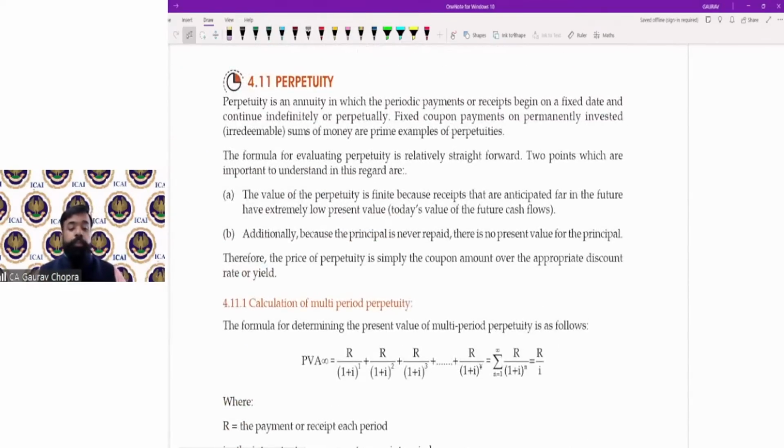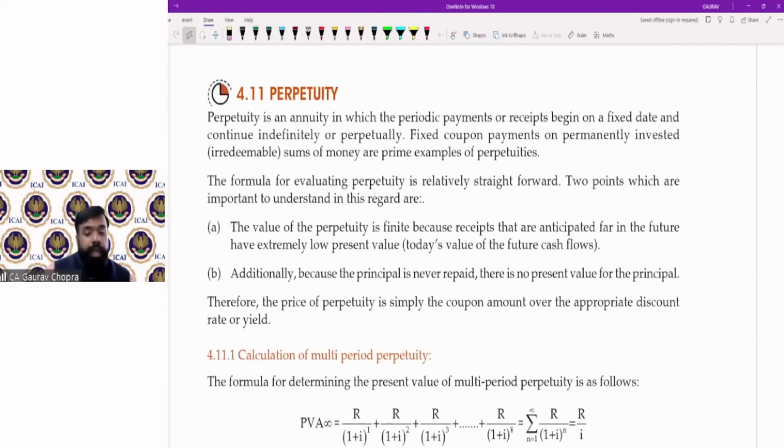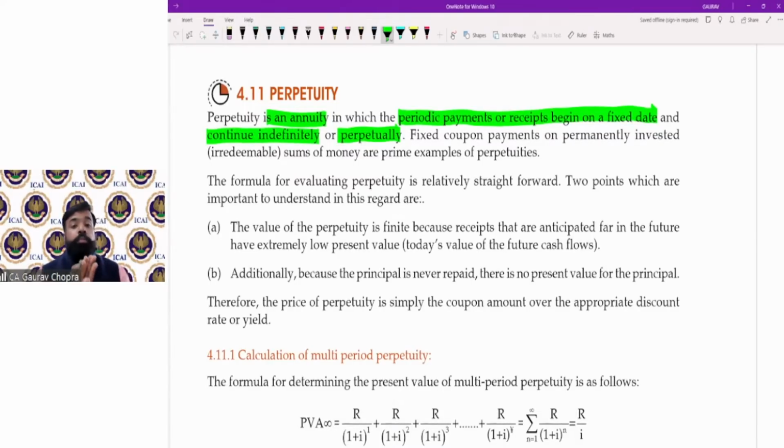Now the next thing is perpetuity. Perpetuity का मतलब क्या है? Let us understand that. Perpetuity is an annuity. ये भी एक annuity है in which periodic payment or receipt begin on a fixed date, but it continue indefinitely. That means perpetually. ये एन्युटी तो है, बट एन्युटी कब तक चलेगी? अप टू इनफाइनाइट. तो उसको हम बोलते हैं परपेचुइटी.